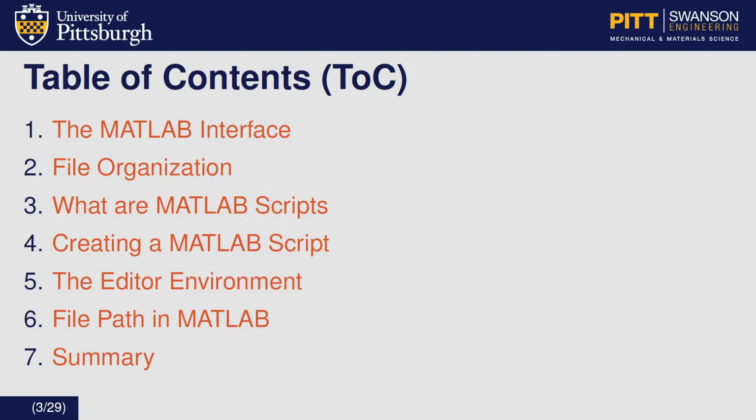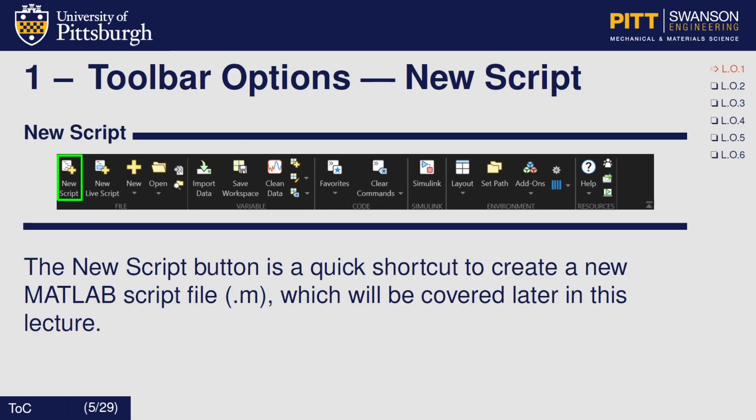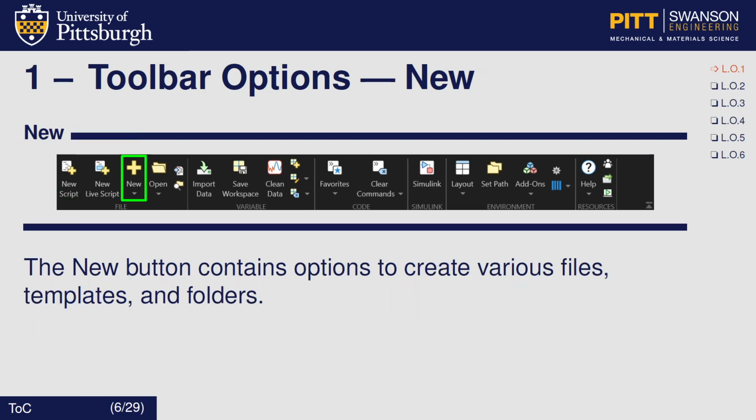This slide, the table of contents, contains hyperlinks to each of the sections to make the downloaded PDF easy to navigate. The toolbar in MATLAB contains buttons for interacting with the MATLAB environment. The New Script button is a shortcut to create a new script file denoted by the .m extension. The New button contains more options to create new files, templates, or folders.